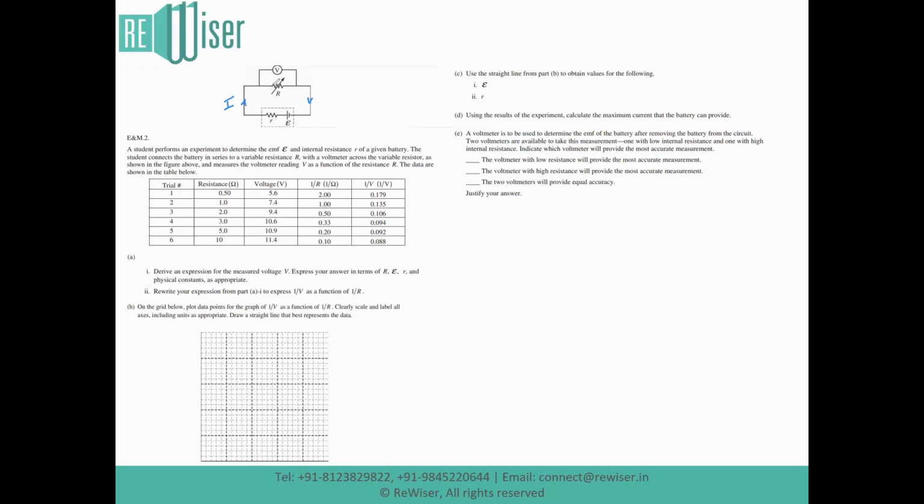KVL, we can start from the top left of the circuit. We will assume polarities to all devices used here. So starting from the top left, going clockwise, we get the equation plus IR minus epsilon plus I into small r is equivalent to 0. Rewriting the equation, you get epsilon is equal to I into small r plus capital R. I know that this voltmeter measures the potential difference across capital R. Since the potential difference across capital R is nothing but IR, we also have V is equal to I into capital R. Combining this in the above equation, we get EMF epsilon is equal to I into capital R, which is V, plus I into small r.